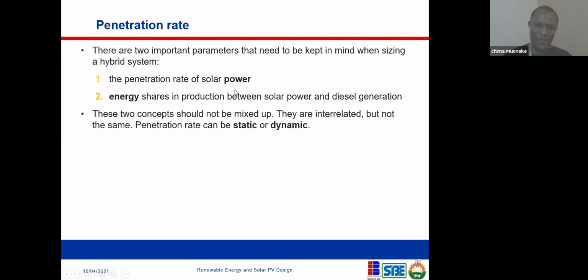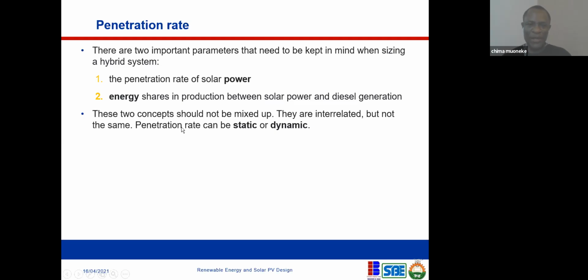That's why I made it bold here. Penetration rate has to deal with power. Energy share deals with energy. Power and energy are not the same. I keep saying this. So that's just the difference between penetration rate and energy share.